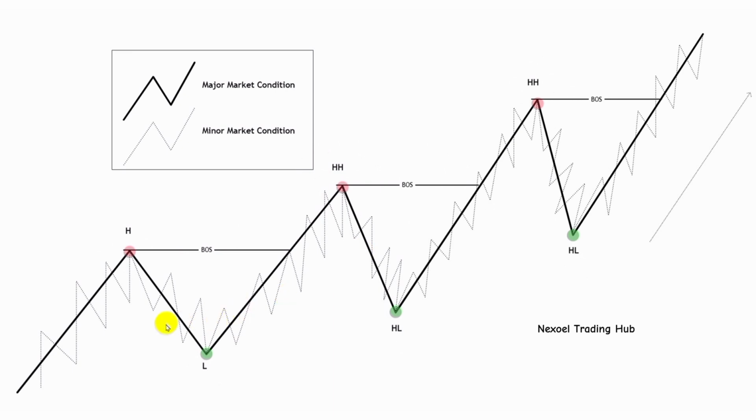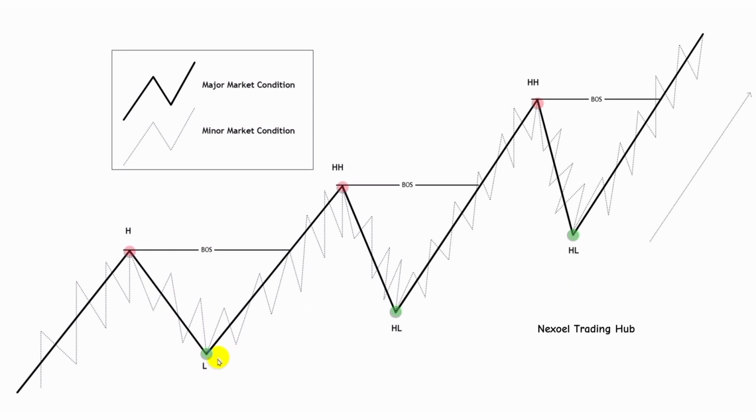Within the impulsive leg move, we have the minor market structure. Also within the corrective leg move, we have a minor market structure. Now you're going to see we have an overall bullish directional bias, but in that bullish directional bias, we also have a bearish market bias. The bearish market bias in our established directional bias in the higher time frame is actually the minor market condition. It is not saying that the overall bias of the market is now bearish.